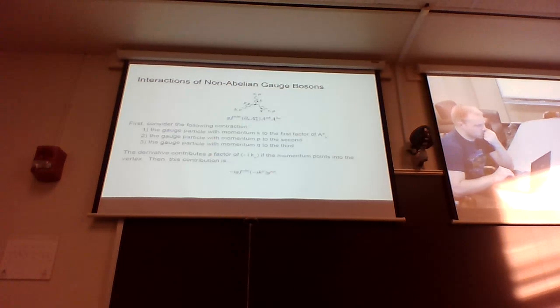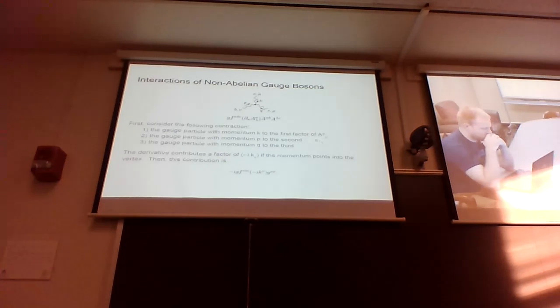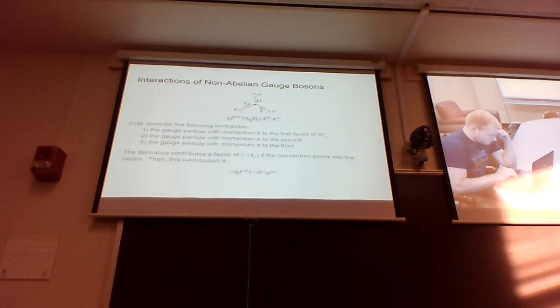Over all possibilities. Okay. So the first thing we want to do is take one particular contraction. This is just one example. We take first the gauge particle with momentum k and dot it into the first vector. What I'm doing is taking this and plugging it in for this thing. And then I take the particle of momentum p, this one, to be the second gauge boson.